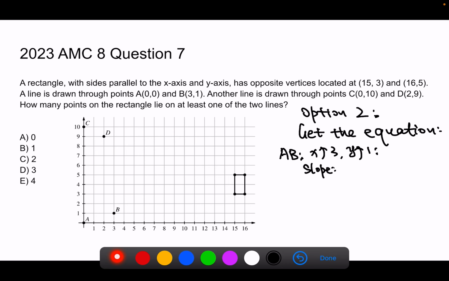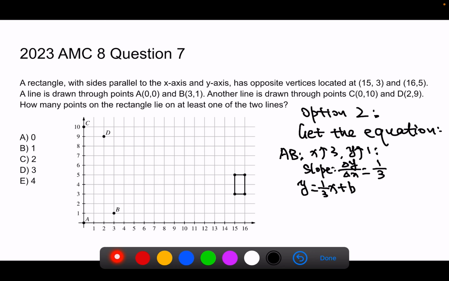Slope, as the name suggests, is about how much you increase y by divided by how much you increase x by. So in this case, it's 1 over 3. Slope equal to 1 over 3 means every time x increases by 3, y increases by 1. And vice versa, x decreases by 3, y will decrease by 1. And with that, you can write out the equation for this line AB as y equal to a third of x plus something.